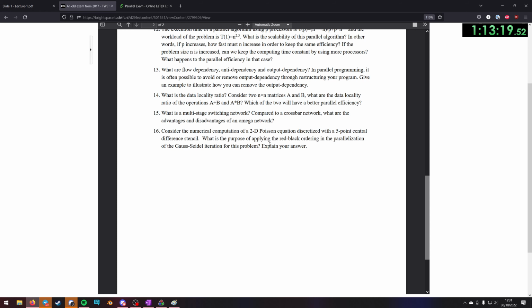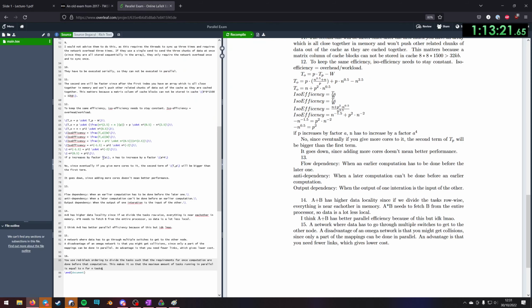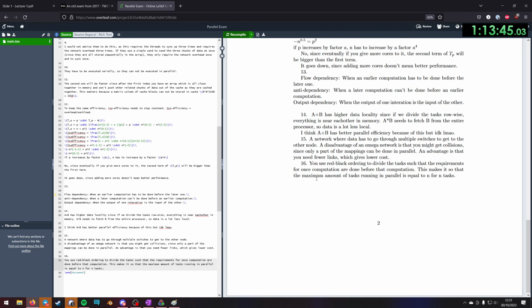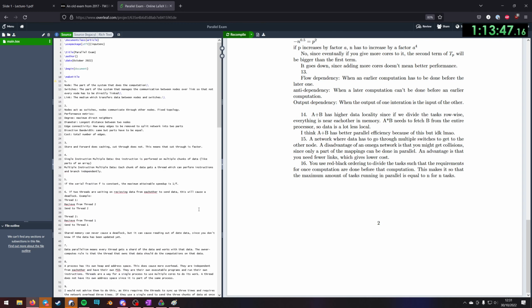They say, what is the purpose of applying red-black ordering? Use red-black ordering to divide the tasks so the requirements of computation are done before the computation, and make sure the maximum parallelism is equal to n for n tasks. So we are doing it because this does it in a way that the requirements are done before it, and that the maximum amount of tasks are running at the same time, practically. Okay. Is it the exact right answer? No. Is it something that's close enough? Yeah, sure.